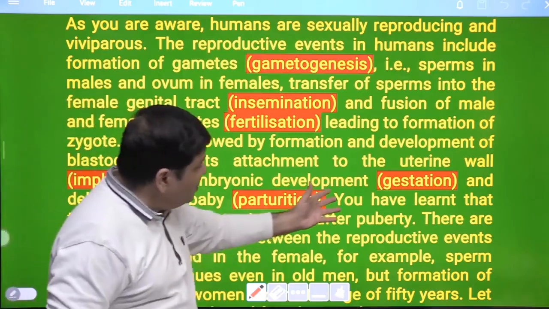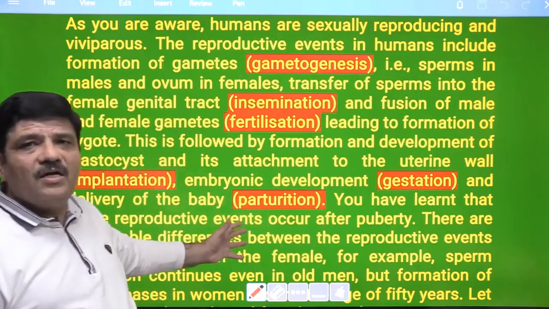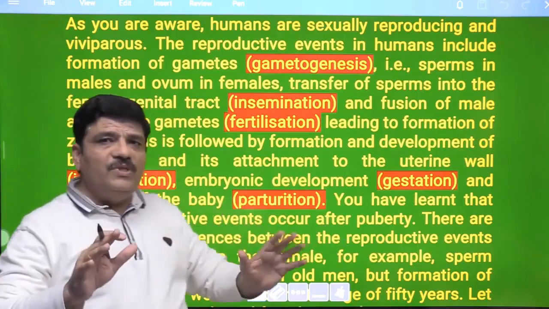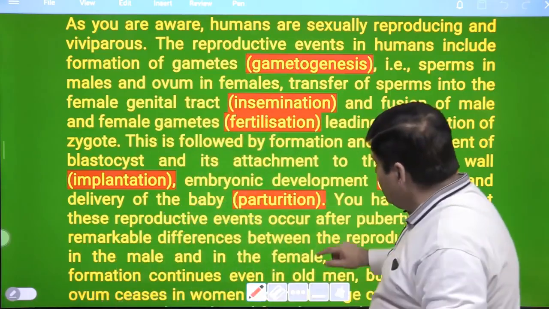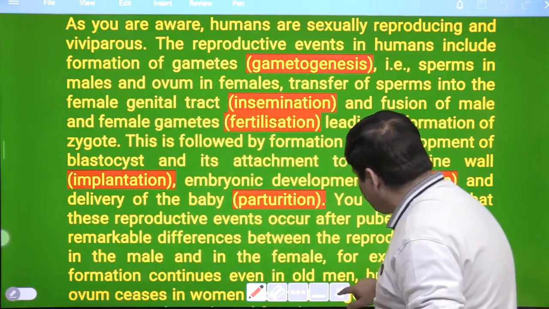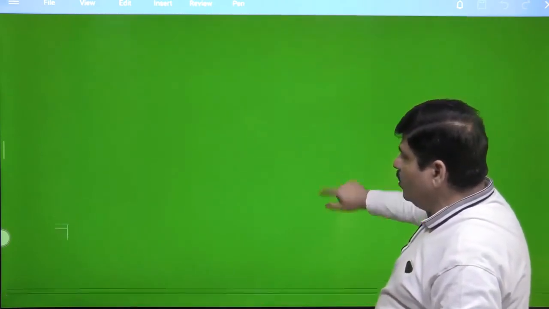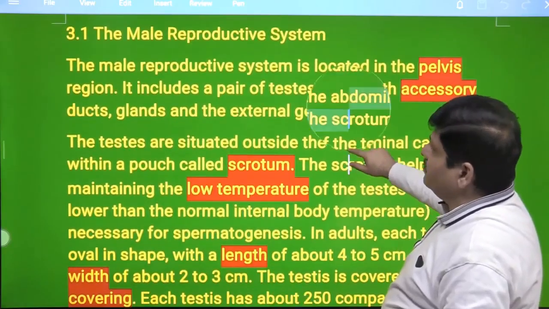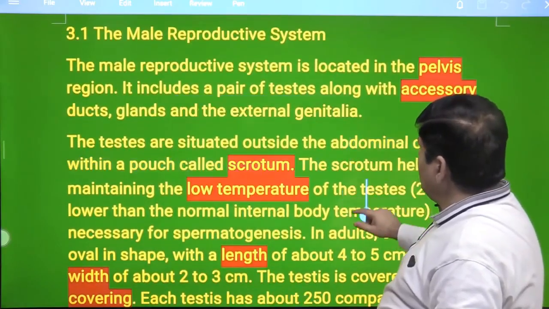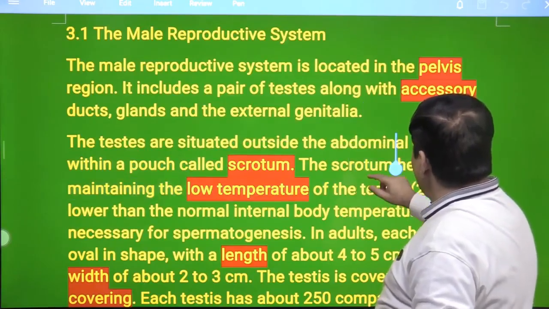And once this is complete, there is the birth process, which is called parturition. So I hope these things are absolutely clear. And now let us move on to the real part that we actually wanted to discuss. This would be 3.1, the male reproductive system. So again you can see that I have a slide prepared for you.